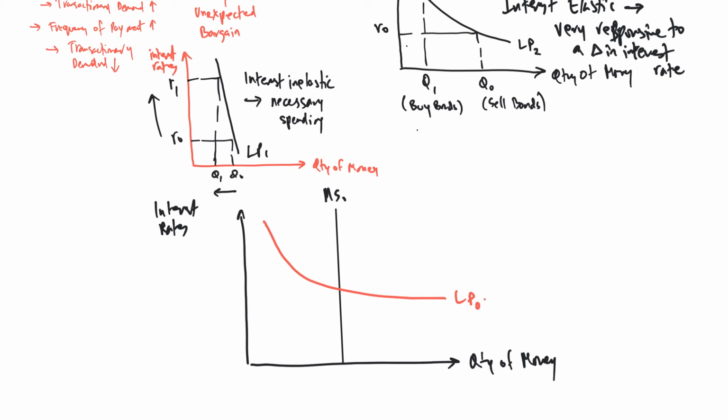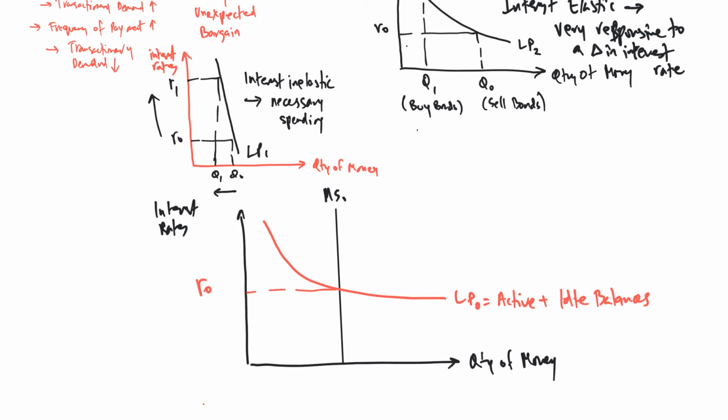Let's call this liquidity preference, which is your active plus idle balances. Okay, and this is your interest rate. So when money demand and money supply meet, this would be your equilibrium interest rate.